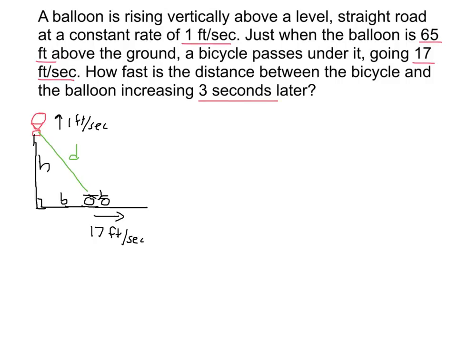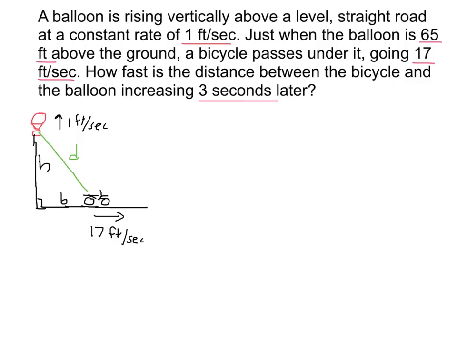Okay, now I have my diagram, and I hope you have yours as well. I have a balloon that I know is going up, and you'll notice that I've labeled its rate, showing that it's going up at 1 foot per second, and that deals with the height h of the balloon. I know my bicycle is going to be b feet from the spot directly underneath the balloon, and its rate is 17 feet per second.